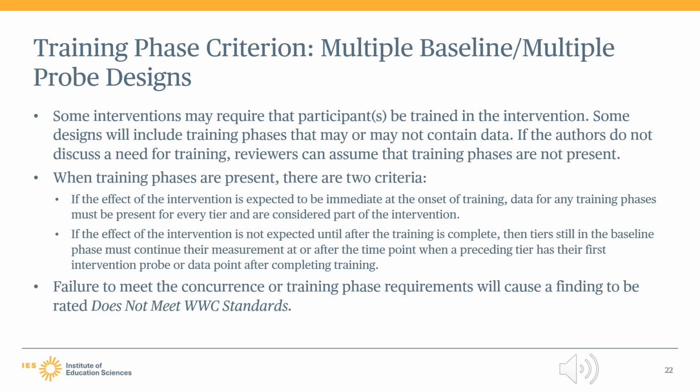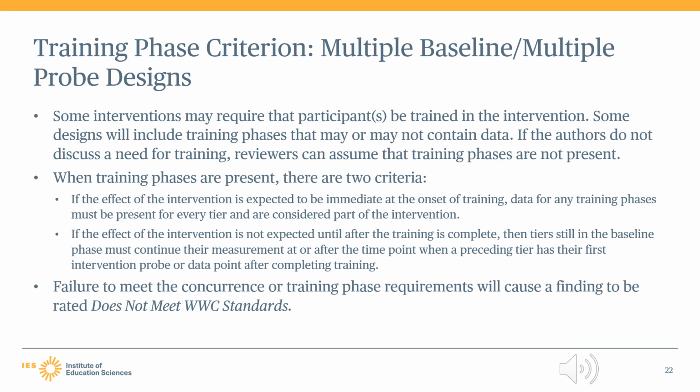If the authors do not discuss a need for training, and no training phases are evident in the plot, the requirements for the training phase can be considered to have been met. However, if the authors do discuss training the participants, or they illustrate a training phase in the plot, reviewers should consider whether training data need to be presented in the plot.